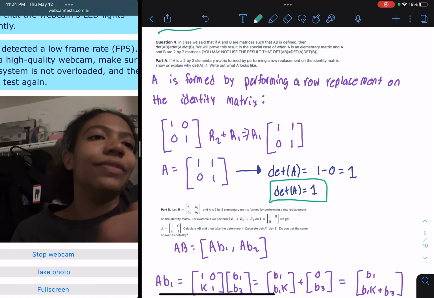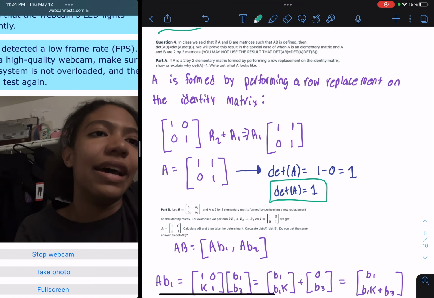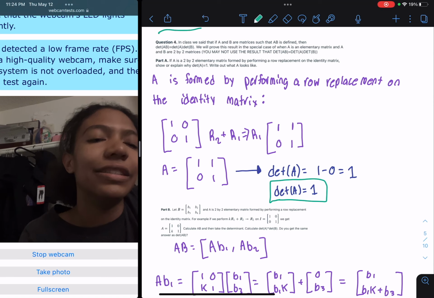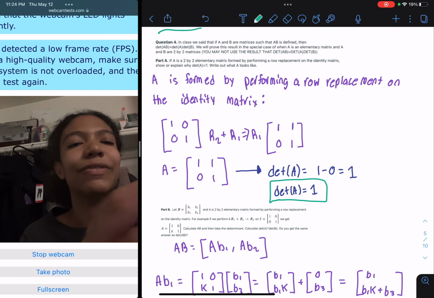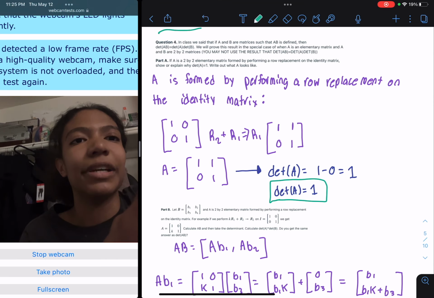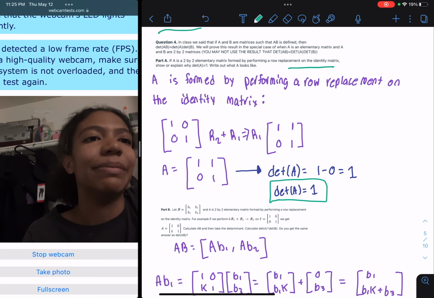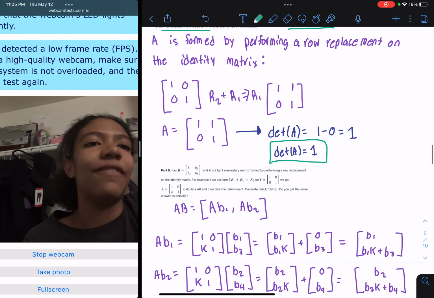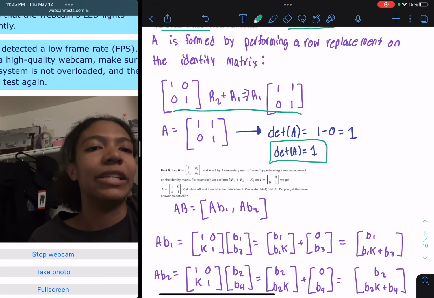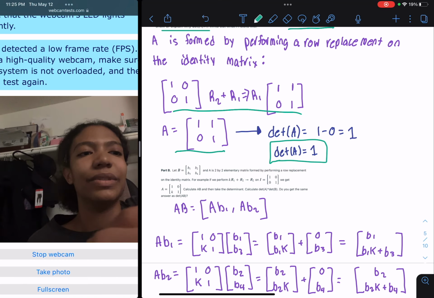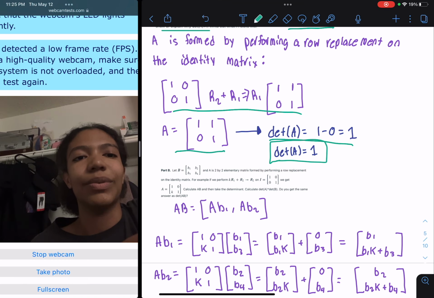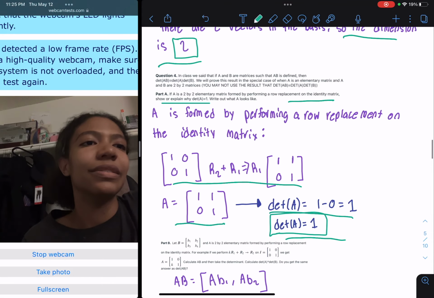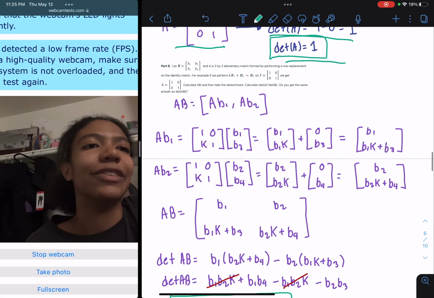Alright, and then for part A, it says that A is a 2x2 elementary matrix formed by performing a row replacement on the identity matrix. And we have to prove that the determinant of A is 1. So I found A by doing a row replacement, and then I found the determinant, and it equaled 1. So part A was satisfied.